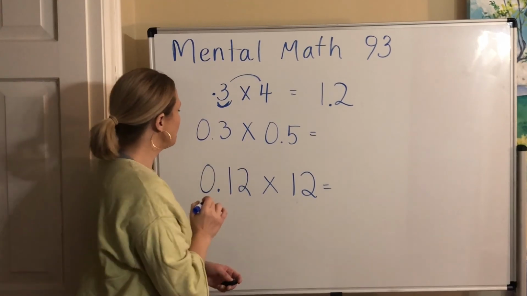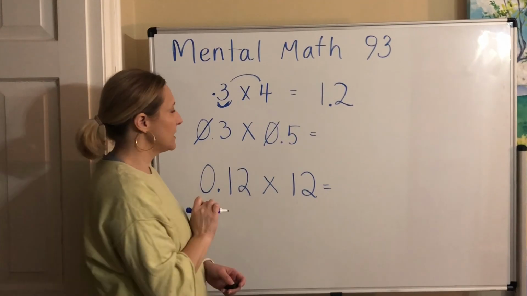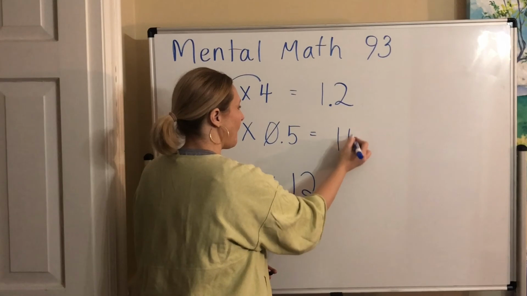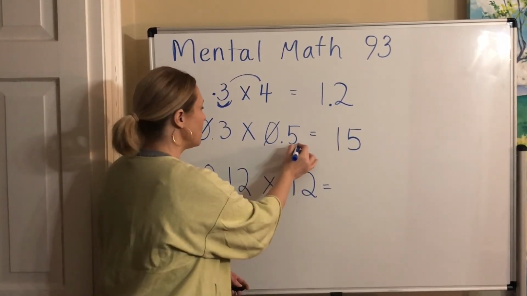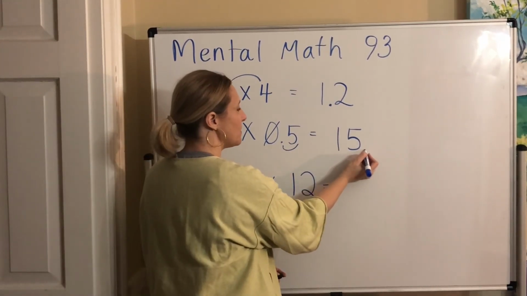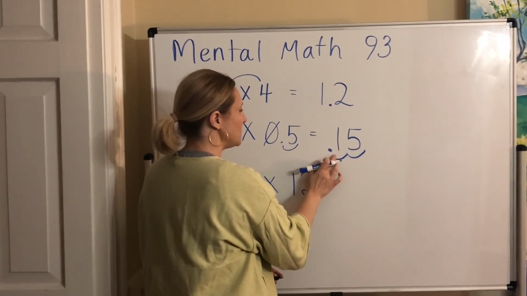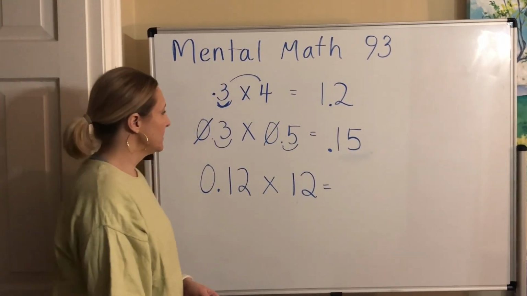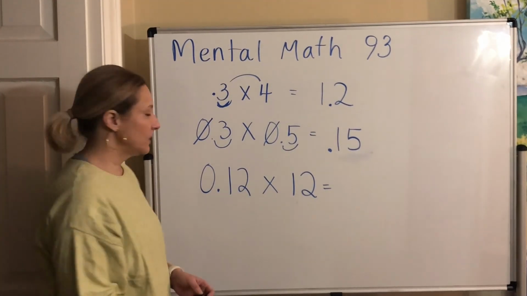All right, what about 0.3 times 0.5? Well, these zeros don't mean anything because they're before the decimal. So 3 times 5 is 15. And then how many numbers do we have behind decimals? 1, 2. So we need to move our decimal over 2 places. 1, 2. So the answer to this is 0.15.